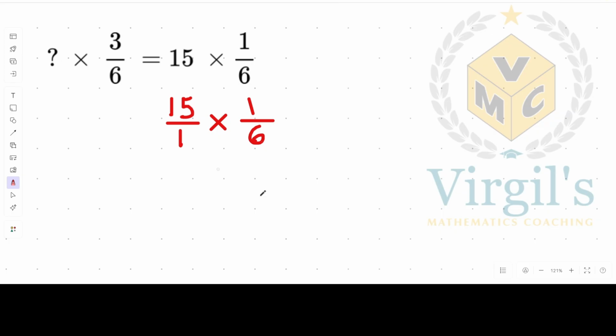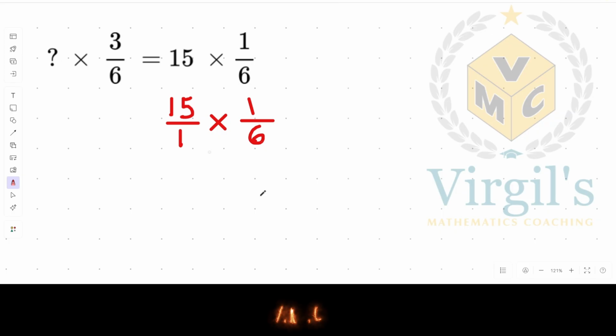So let's reduce. Which two numbers can we reduce? You're looking at the 15 and the 6. What number can we use to divide both 15 and 6 without getting a remainder? Is it 2? 6 divided by 2 is 3, but can we divide 15 by 2 without getting a remainder? No. That will be 7.5. That's a remainder, so 2 wouldn't work.